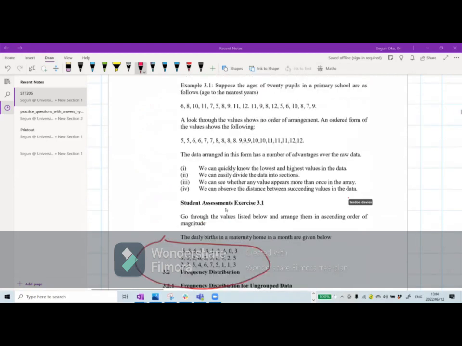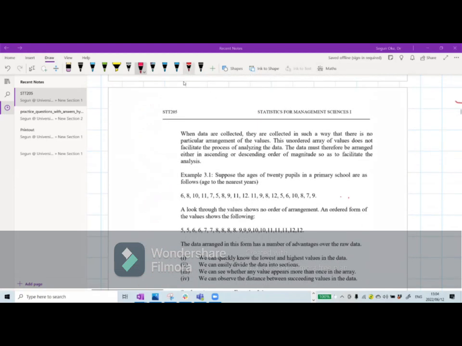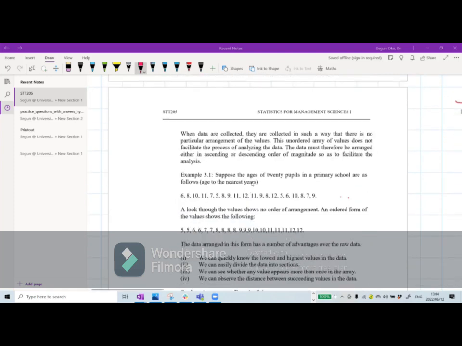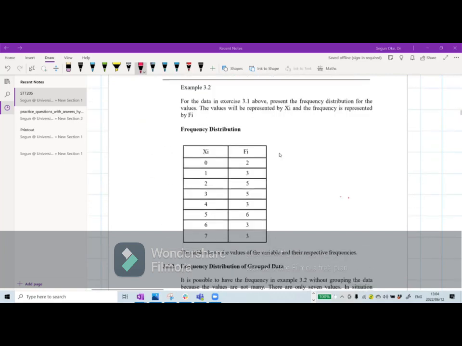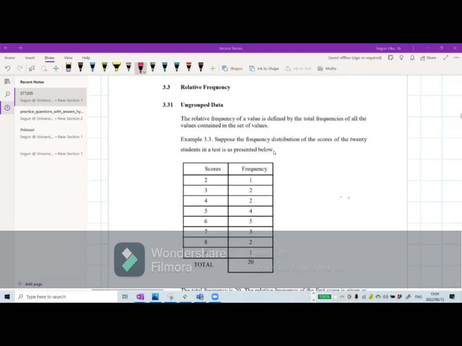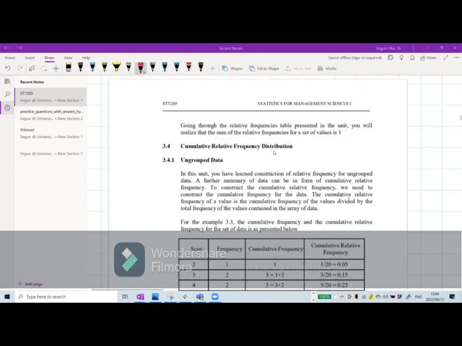Somebody said the answer is order array. What is the definition of order array? Can you tell us, please? When data are collected, they are collected in such a way that there is no particular arrangement of the value. The other array of value does not facilitate the process of analyzing the data. Data must therefore be arranged either in ascending or descending order of magnitude so as to facilitate the analysis. Okay, so you are reading from page 34, right? Yes, 34. Somebody said it's not.